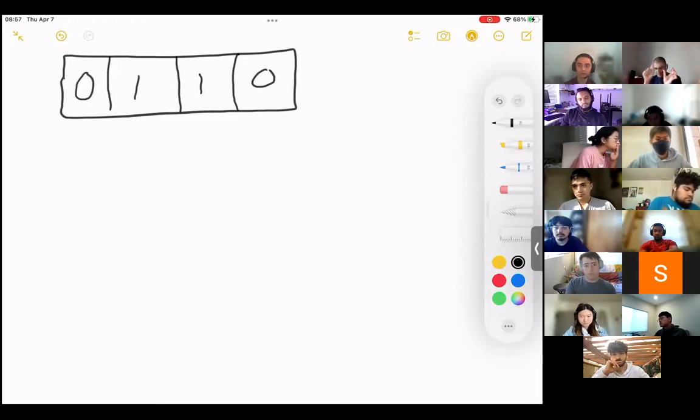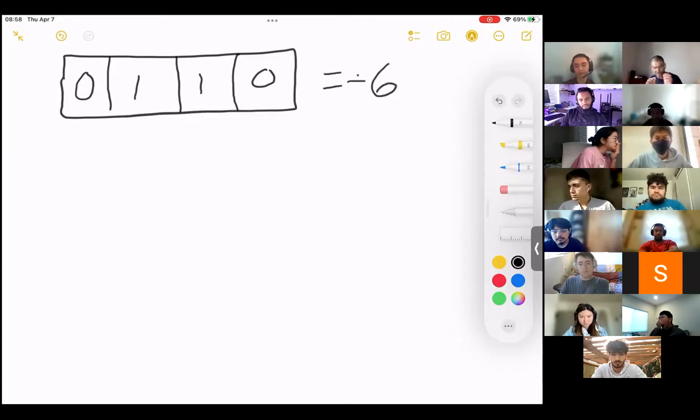6 is 2 to the 1 plus 2 to the 2. 2 to the 2 is 4, 2 to the 1 is 2, and 4 plus 2 is 6. So what's written there is 0, 1, 1, 0, which is basically +6. You can write equals +6 on the right hand side of the box, and put a plus sign in front so that it's very clear.